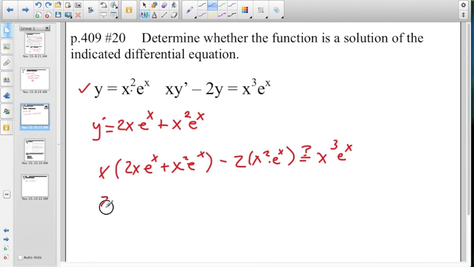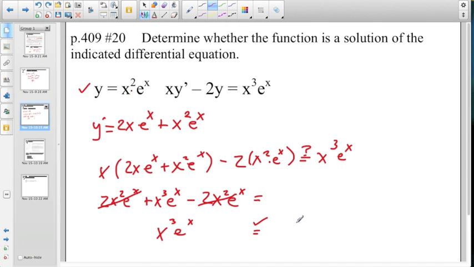And so simplifying here, we can distribute the x into the brackets and distribute the 2. We can see that those expressions cancel, so we're left with x cubed e to the x, and that in fact is equal to the right-hand side of the equation. So again, yes, this is a solution to the first-order differential equation.